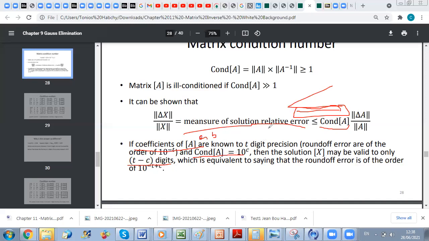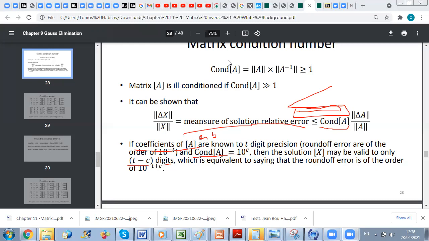Now, is there anything unclear about this? Any question on this? Yes, Doctor? This T minus C is the digits of X that we can trust? Exactly. It is the number of digits in the solution that we can trust, compared to the actual solution. Yes, of course.